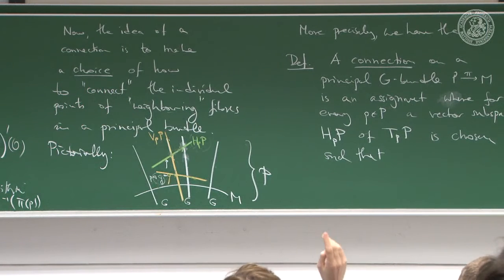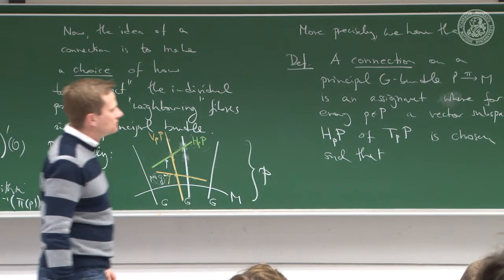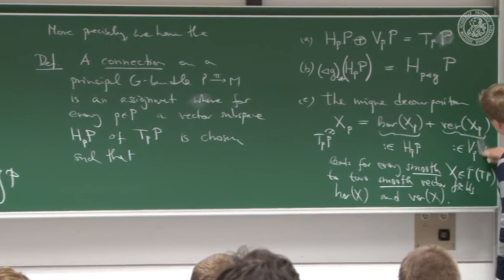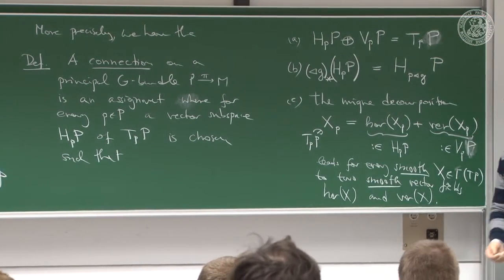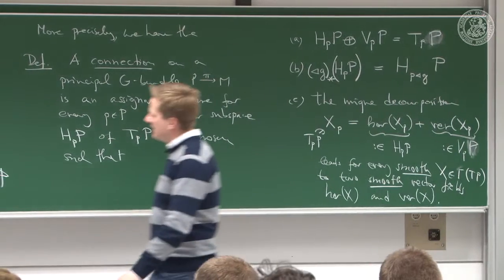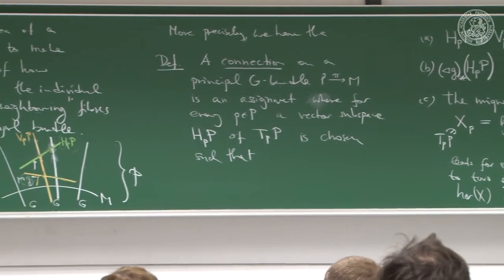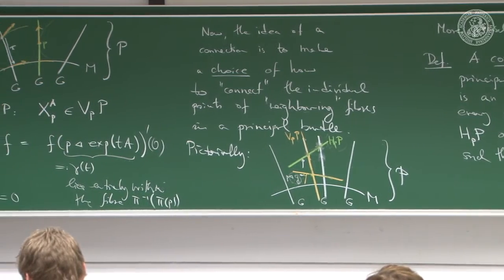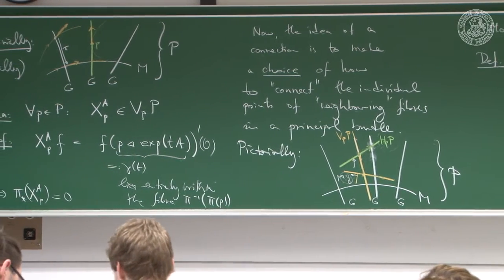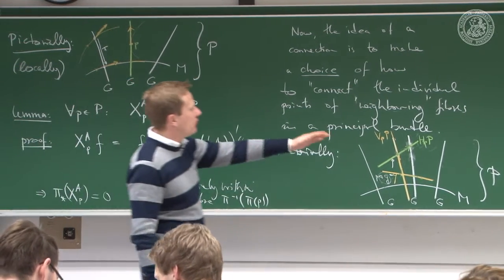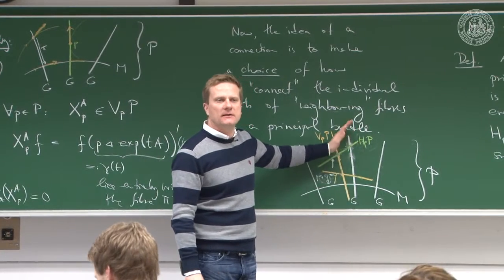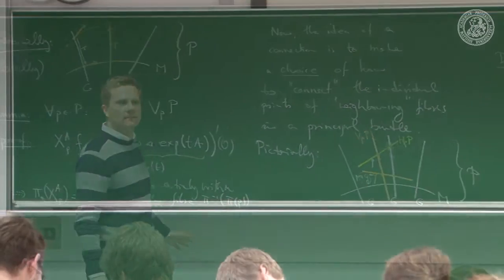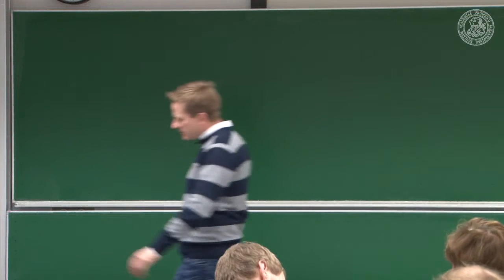Okay. Yes? What is V_P P? I'm confused. Sorry. It's the vertical subspace of the principal bundle at the point P. Okay? So this just formalizes the intuition we had here. Nothing more, nothing less. So there's an important caveat.